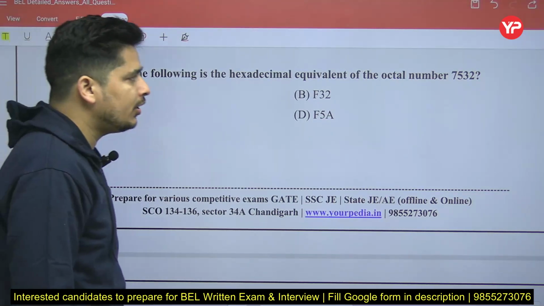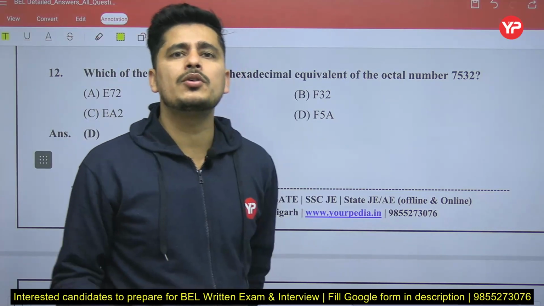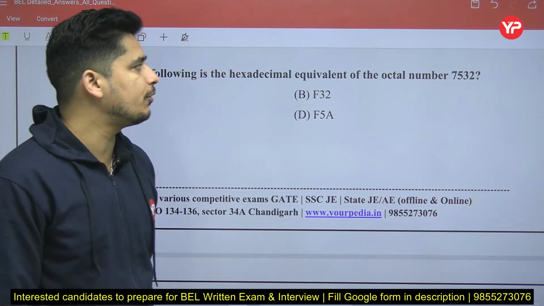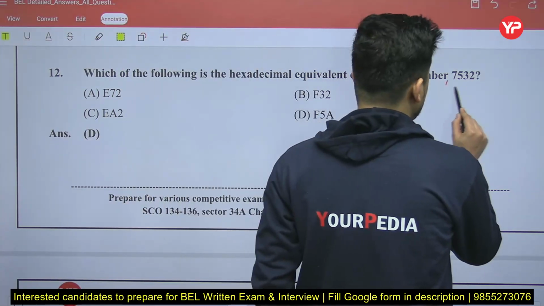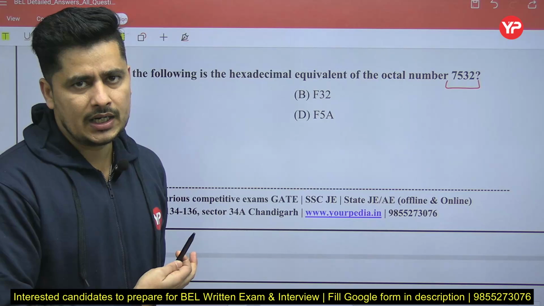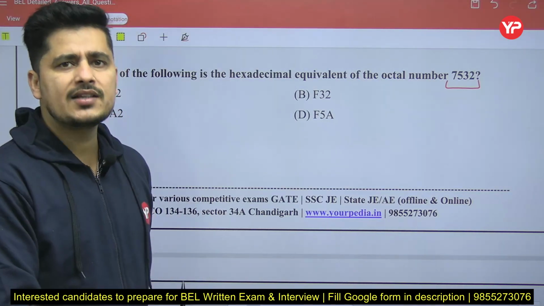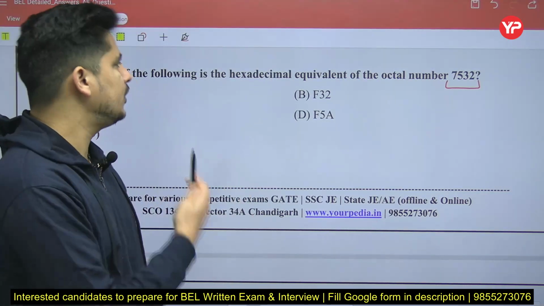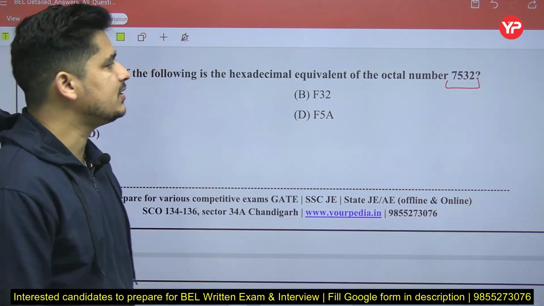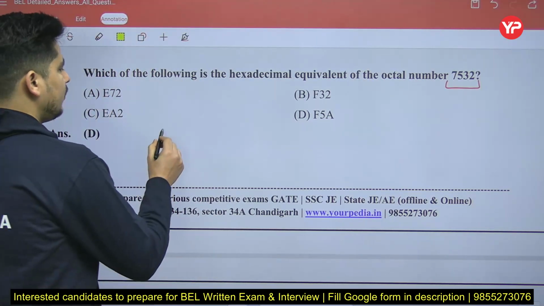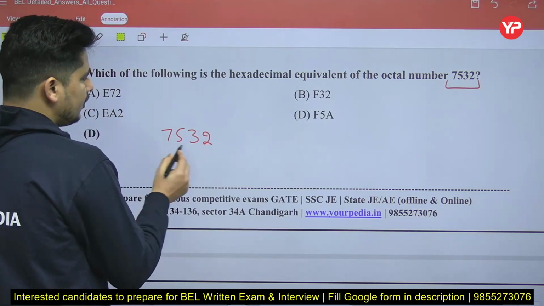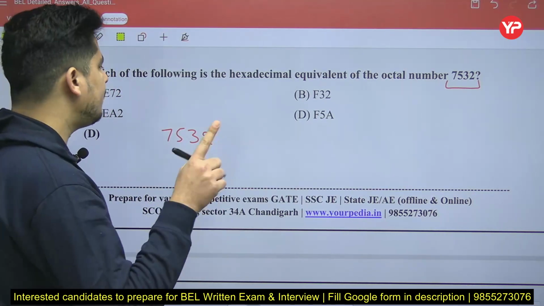Okay, next one: which of the following is the hexadecimal equivalent of an octal number? Whenever you are given an octal number, you have to convert it into hexadecimal. There are two ways to do this. First, convert this octal number into decimal, and after decimal, convert it back into hexadecimal. There is another way, which I am going to discuss here, that we have 7532. So basically, first we will write the binary number.